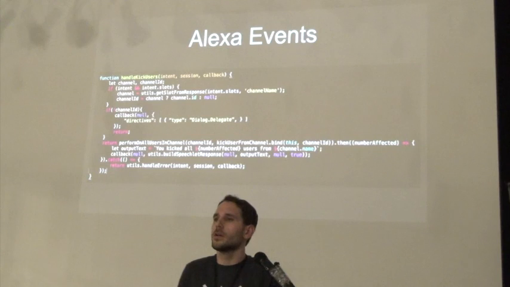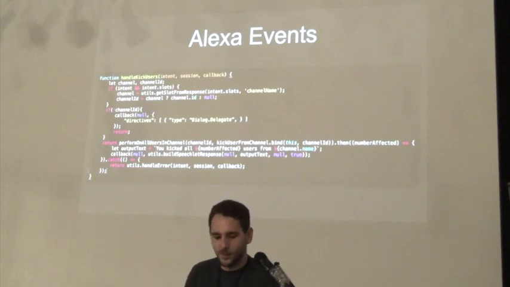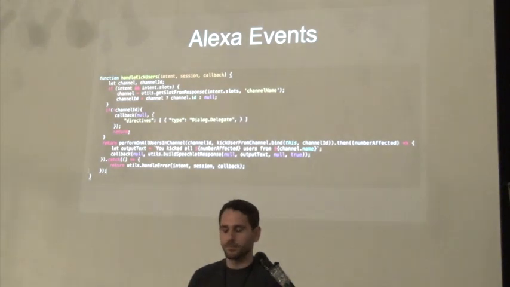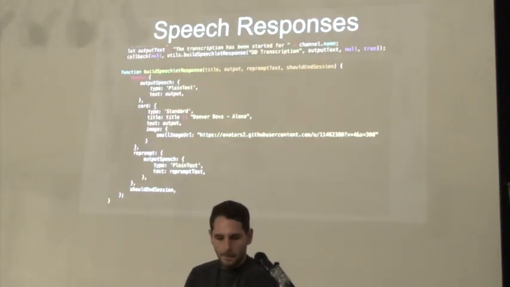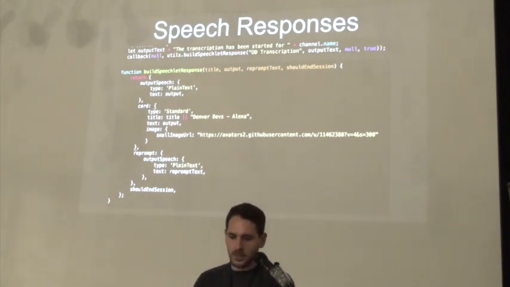But anyway, it'll give you the prompt. It'll ask you for which channel. And so the callbacks for Alexa are mostly using this build speech response function, which is just some simple JSON.